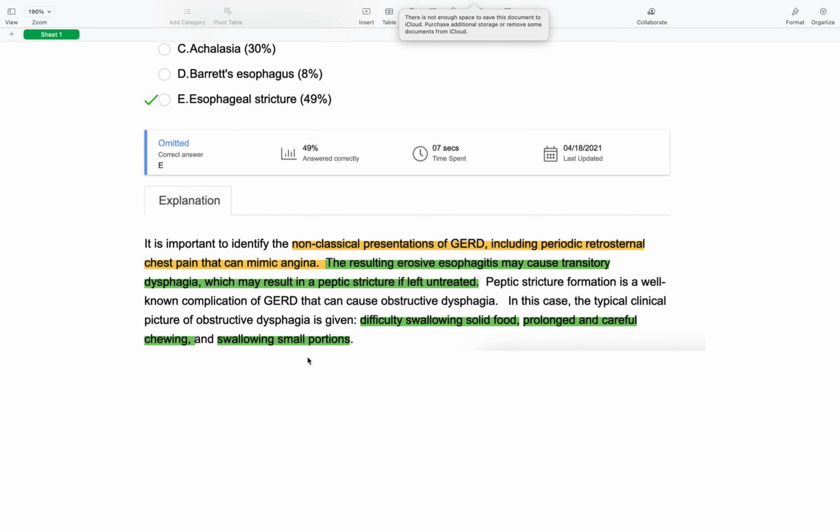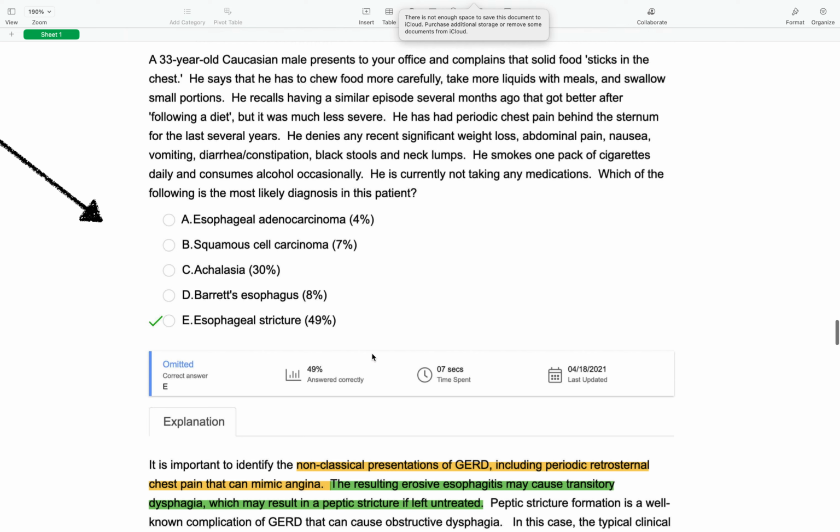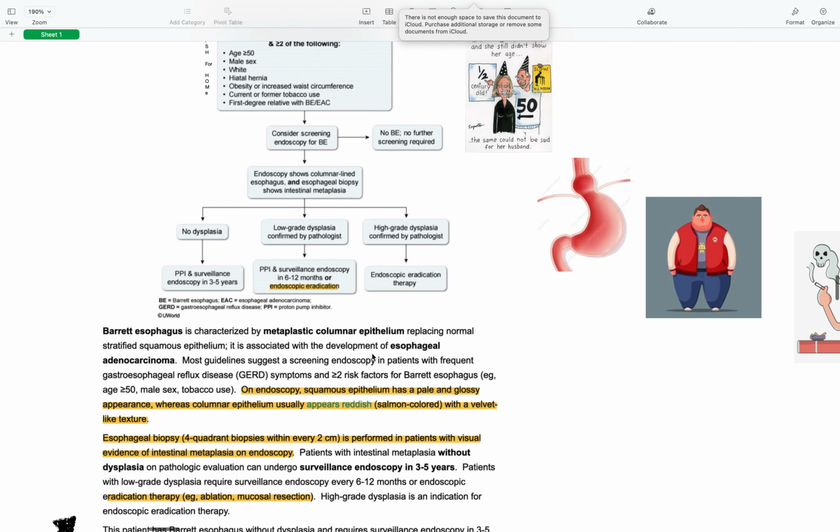Okay, so really there are two main causes of obstructive dysphagia. One is esophageal cancer and strictures. Okay, so very classic atypical GERD. Okay, now we'll go on to the next one, which is Barrett's esophagus.